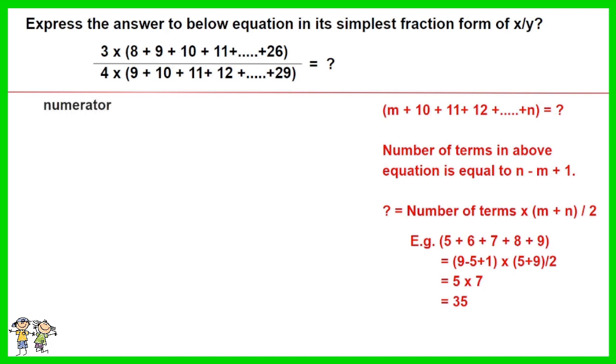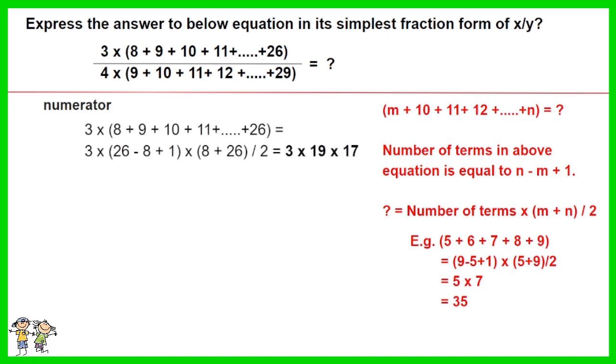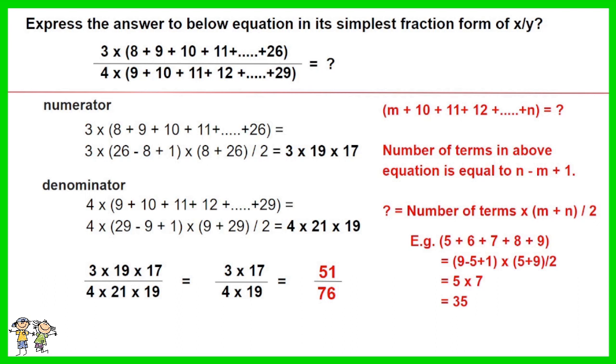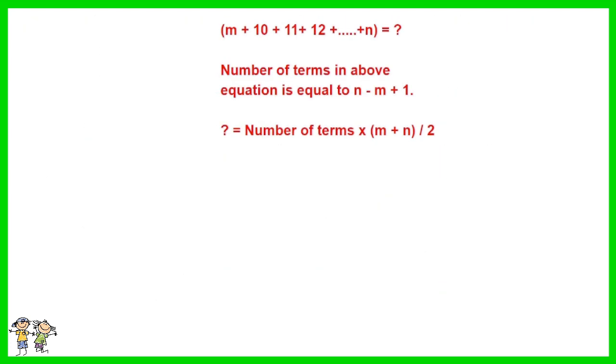Now we apply the equation on the numerator of the question, which gives us the value of 3 times 19 times 17. Then we apply the equation on the denominator of the question, which gives us the value of 4 times 21 times 19. Replace the value of numerator and denominator into the question and work out the answer, which is 51 over 76. As said, the purpose of the question is to test your usage of this equation. Therefore you must commit this equation to your permanent memory.